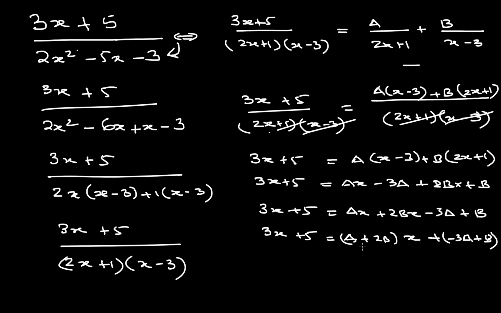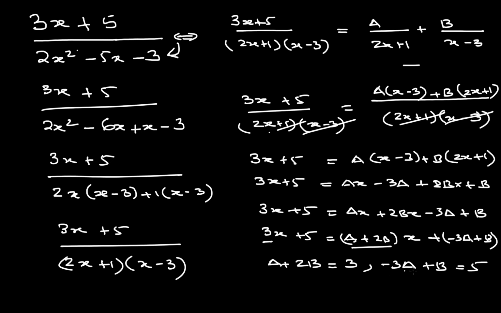Okay, so now these x terms are like terms, so I can equate them. I'll equate their coefficients. So I can say a plus 2b equal to 3. Then I'll say minus 3a plus b equal to 5. Now you see that these two are simultaneous equations.